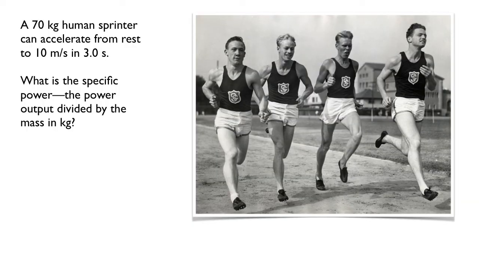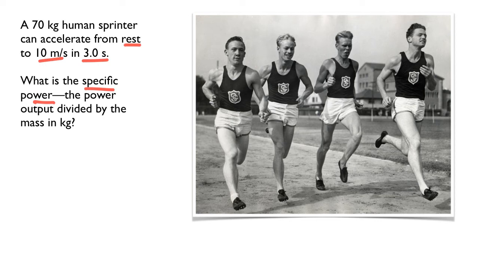Let's do some calculations because I'm very interested in energy in biological systems, and I want to look at the rate of transforming energy in biological systems. So here's my question. A 70 kilogram human sprinter can accelerate from rest to 10 meters per second in 3.0 seconds. Question, what is the specific power, i.e. the power output divided by the mass in kilograms? And we're doing animals so that we can compare apples to apples. We're going to look at specific power.